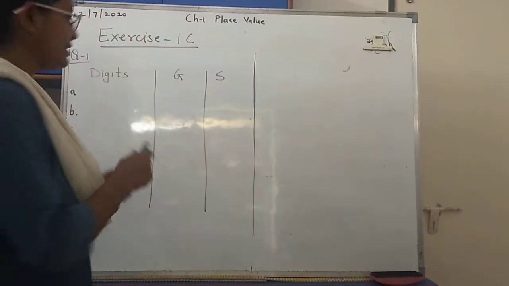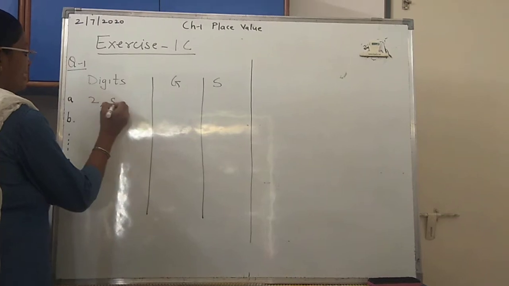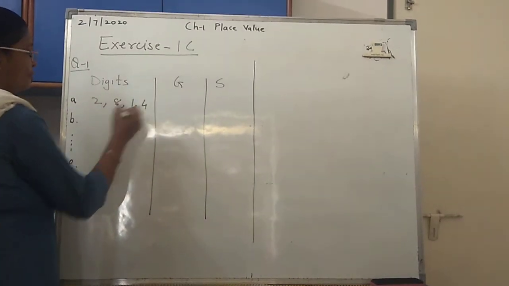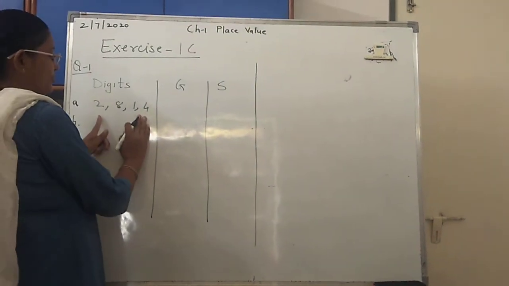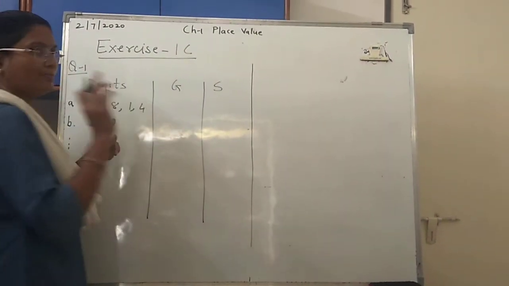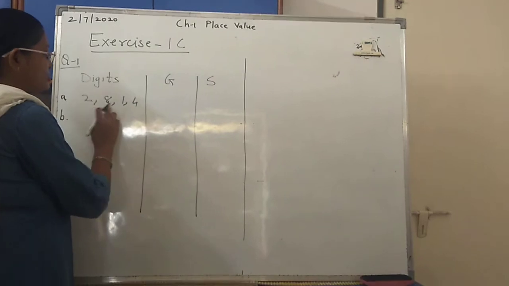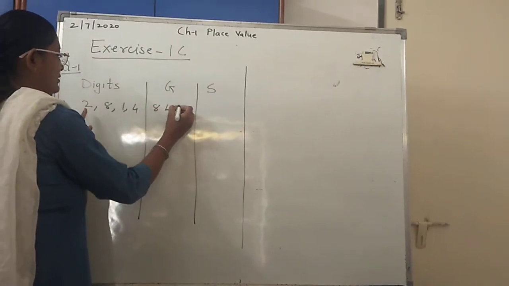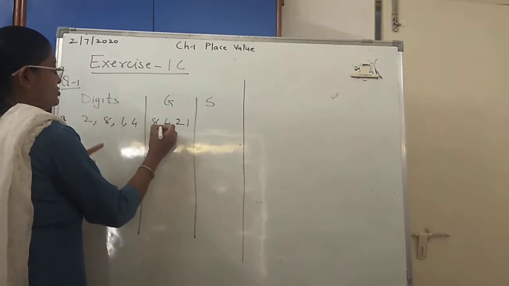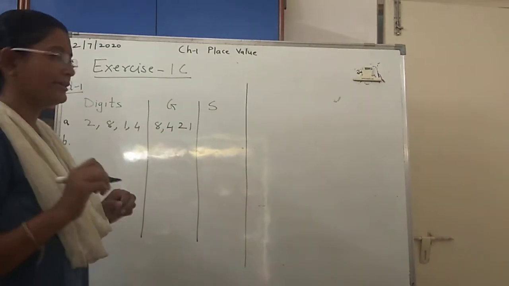The first one is 2, 8, 1, 4. You have to build the greatest number from this. Greatest number means big to small. The greatest digit you have to write first, that is 8, then will come 4, then 2 and then 1. So 8421 is your answer.